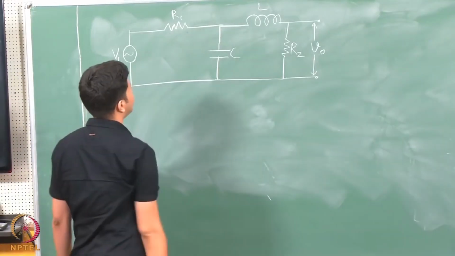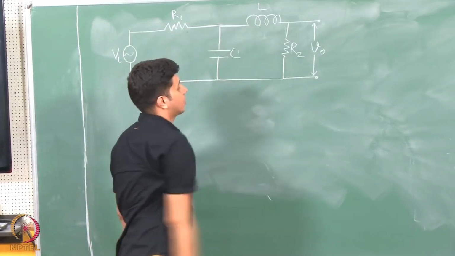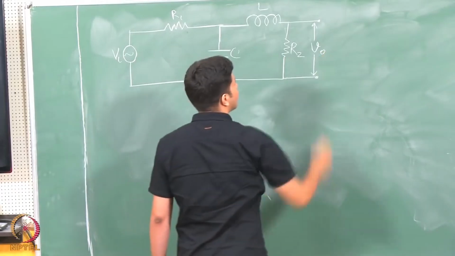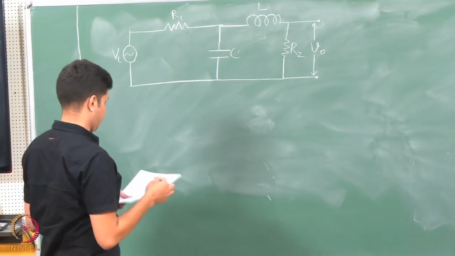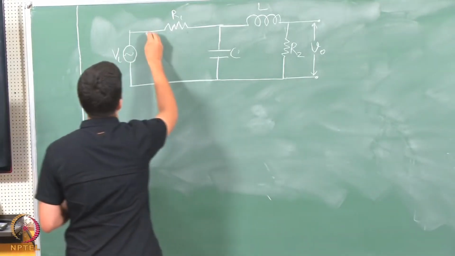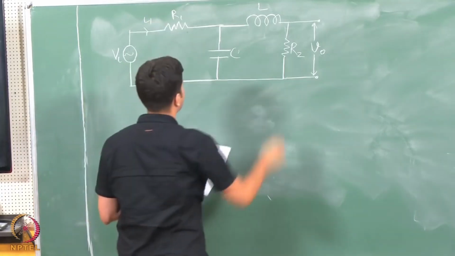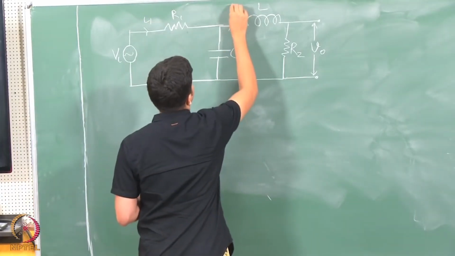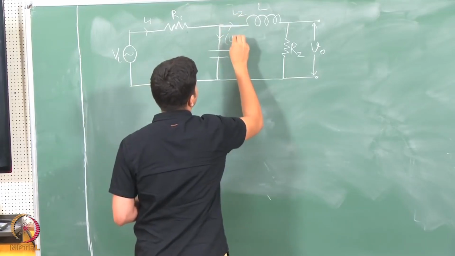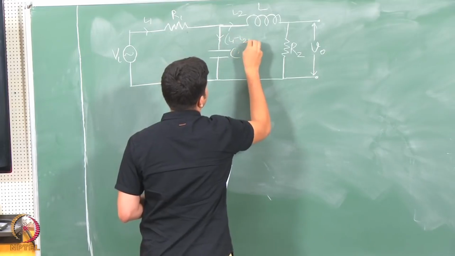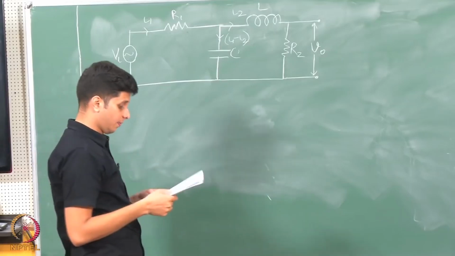I have an input source Vi, 2 resistors R1 and R2, 1 capacitor C and an inductor L, and our output variable, as we defined it, is the voltage across the resistor R2. Here I will take the branch current to be I1 and this branch current to be I2. So, this will be simply I1 minus I2. So, we will be dealing with these variables.